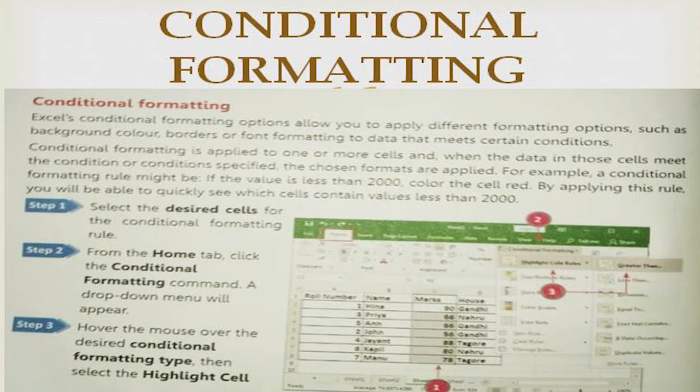Let us have a detailed look at the video. So there are some steps. First we need to select the cells, then click on the conditional formatting option, then it will show some dialog box, and we need to select the remaining options. Let us look at a video.